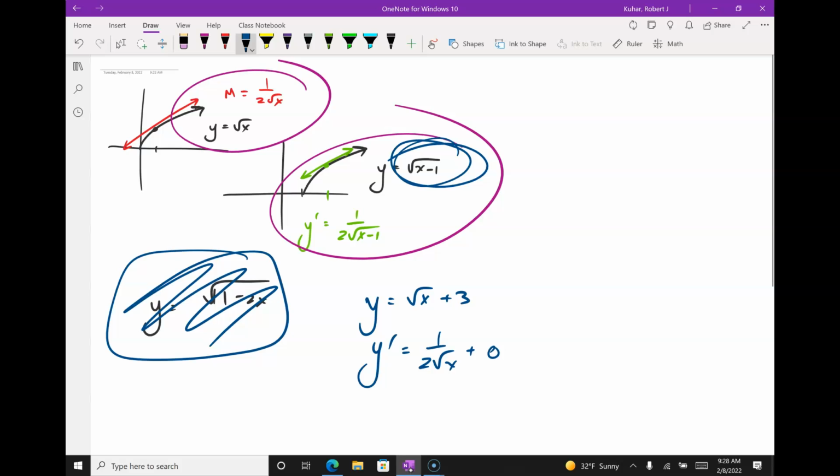So like the 2 came from the square root, I can write it down. Well, if you want to talk about the shortcut, yes, square root of x is a 1/2 power, right? So that 1/2 comes down.